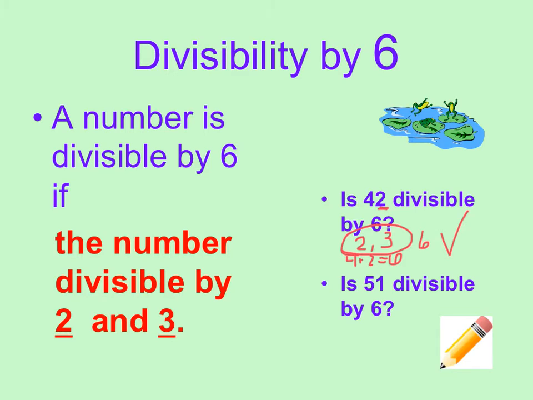What about 51? 51 ends in a 1. That means it is not divisible by 2. But 5 plus 1 is 6, which does make it divisible by 3. But since it's 3 and not 2, it would not be divisible by 6. Make sure your notes tell you that a number is divisible by 6 if the number is divisible by 2 and 3.